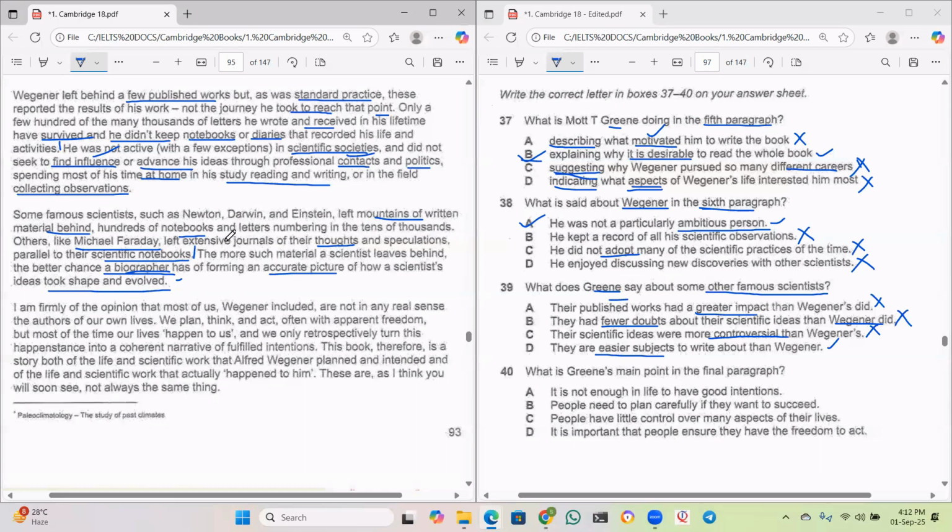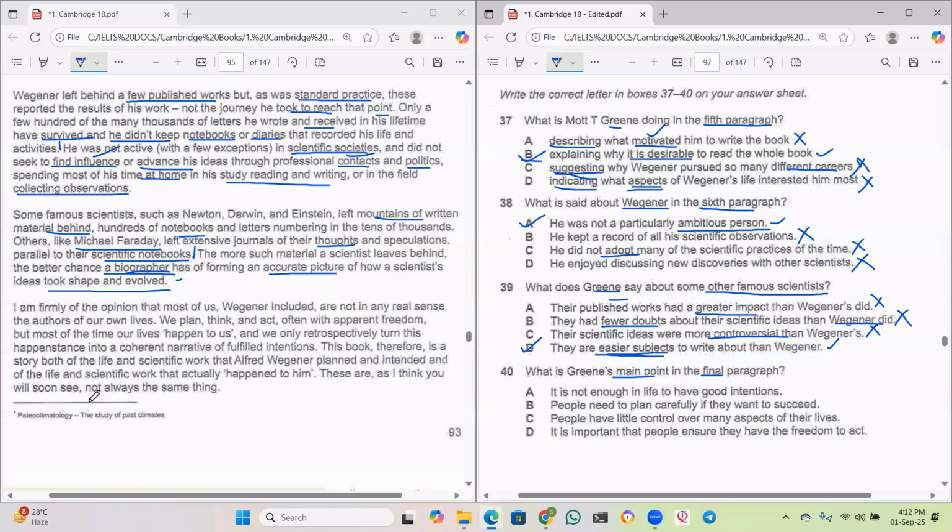But Wegener, he did not leave much of the documents. That's why it has become difficult for Greene to write about him. That's what he's trying to say indirectly, right? So they are easier subjects to write about than Wegener. Yes, good. That is the right option. 39 should be D. And then the last one, what is Greene's main point in the final paragraph?